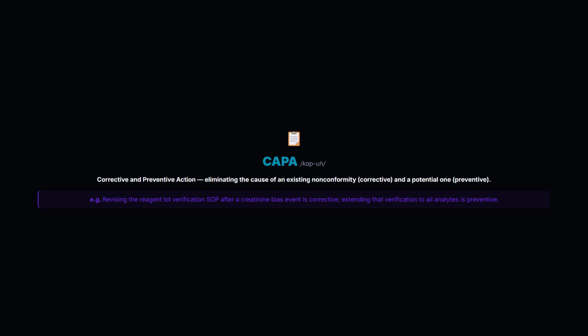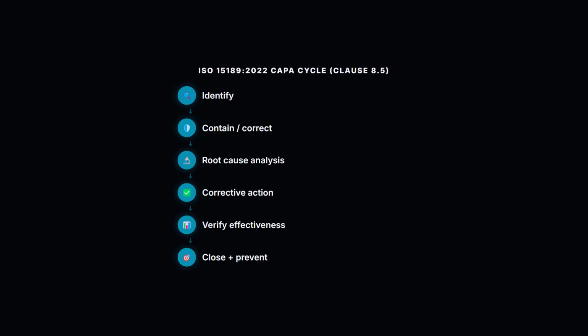ISO 15189:2022 clause 8.5 lays out the sequence. Identify the nonconformity, contain it with an immediate correction, investigate to find the root cause, plan and implement a corrective action, verify that the action actually worked, and only then close the record, with preventive action rolled out wherever the same root cause could apply elsewhere.